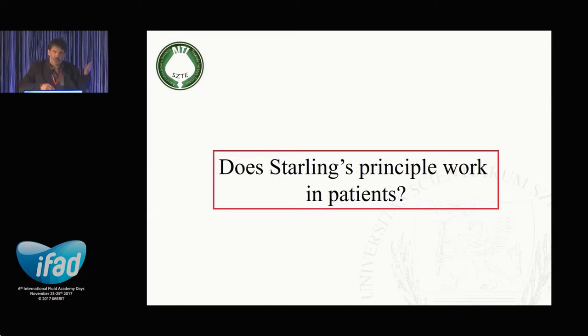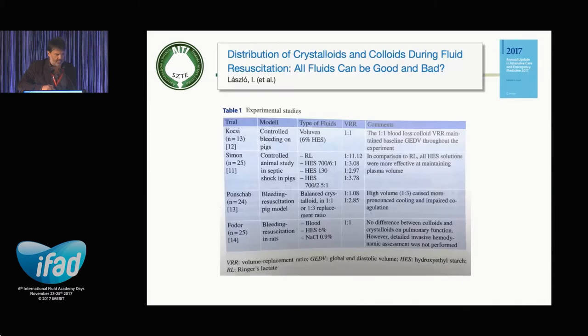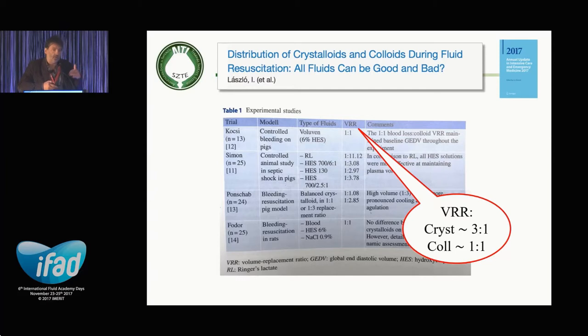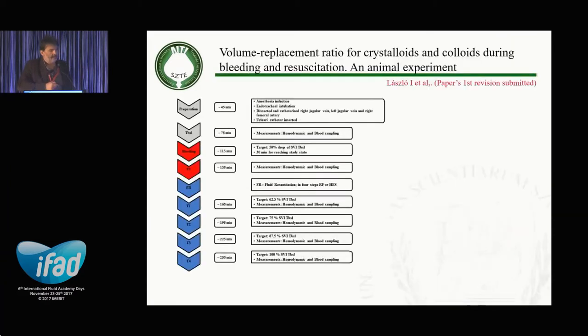And now the question comes: does the Starling principle work in our patients? Well, let's see. If you look at animal models, these are all bleeding resuscitation animal models. In these, because these are healthy animals, the crystalloid-colloid volume replacement ratio works. Starling's principle works in healthy animals.